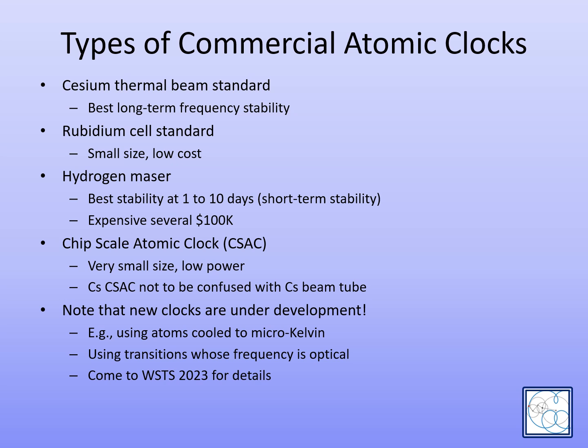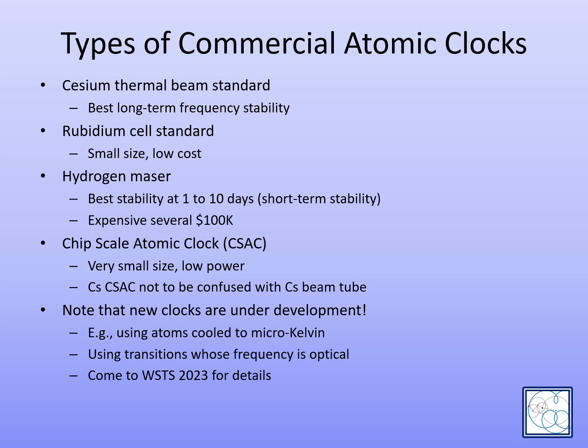More recently, there's this chip scale atomic clock, which is very small size and weight and power. Don't confuse the CSAC, which can be either cesium or rubidium, with either the cesium thermal beam standard or the rubidium cell. And there are new clocks under development. For example, using atoms that are cooled to within millions or thousands of a degree of absolute zero. That's the Kelvin. A microkelvin is a millionth of a degree above absolute zero.